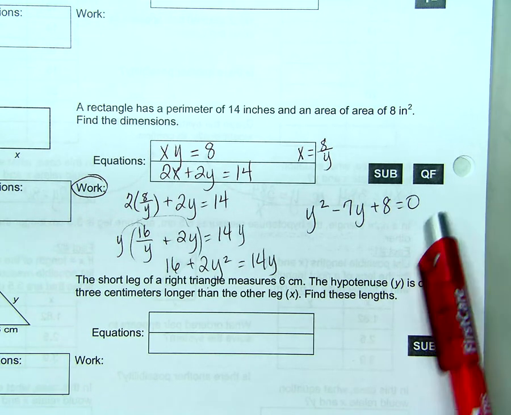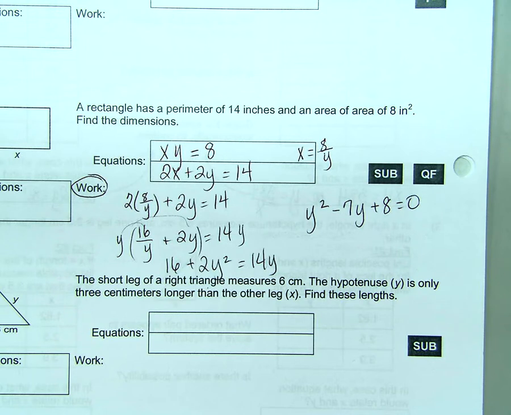So how are you going to solve that? Ooh, that looks factorable. What multiplies to be 8 and adds to be negative 7? Negative 8 and positive 1 multiply to be negative 8. So it's a trick again, just like yesterday, isn't it? Dang it. So how do I have to solve it?